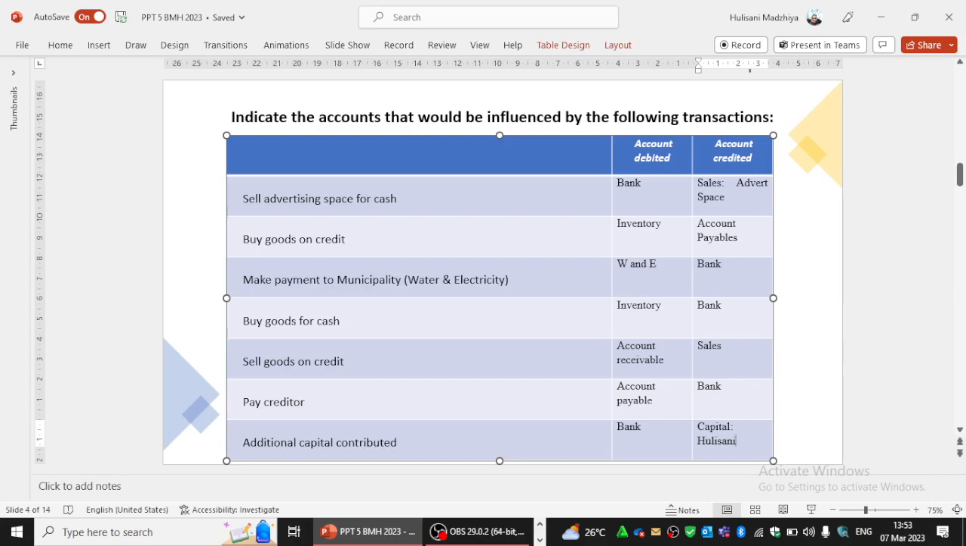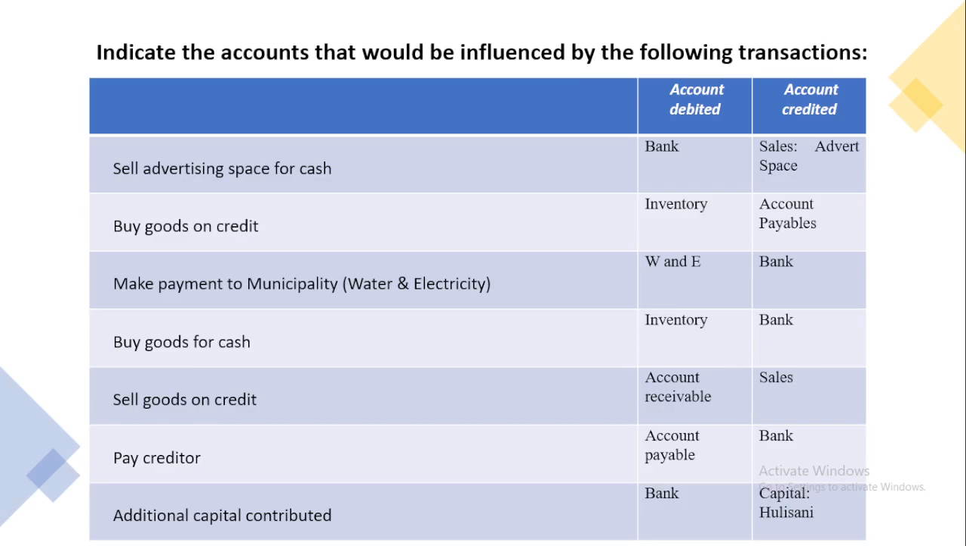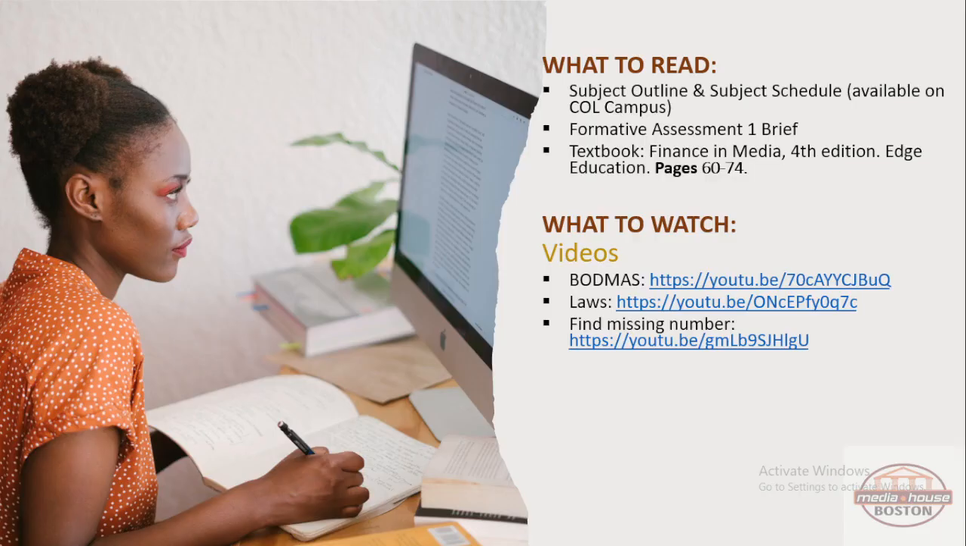So coming now to our lesson. Lesson 5, starting from page 60 to page 74. We have already done the first assessment briefing, and you're going to be given the date very soon to say when you are going to write.